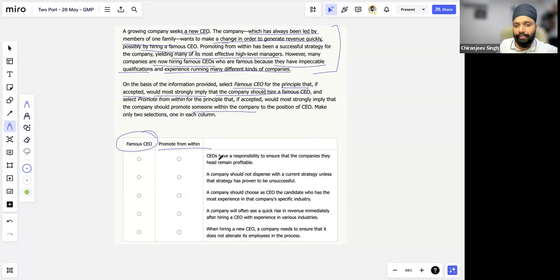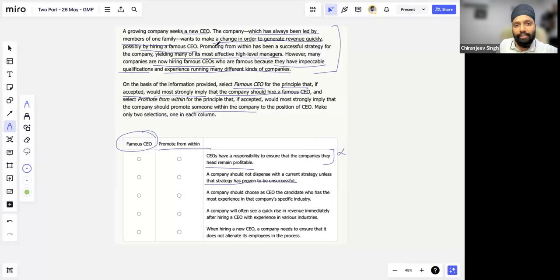So let's go statement by statement. CEOs have a responsibility to ensure that the companies they head remain profitable. Yeah, but that would apply to both kinds of CEOs, and we haven't been given any difference between famous CEOs and CEOs from within the company on the basis of this responsibility. I'll reject it.